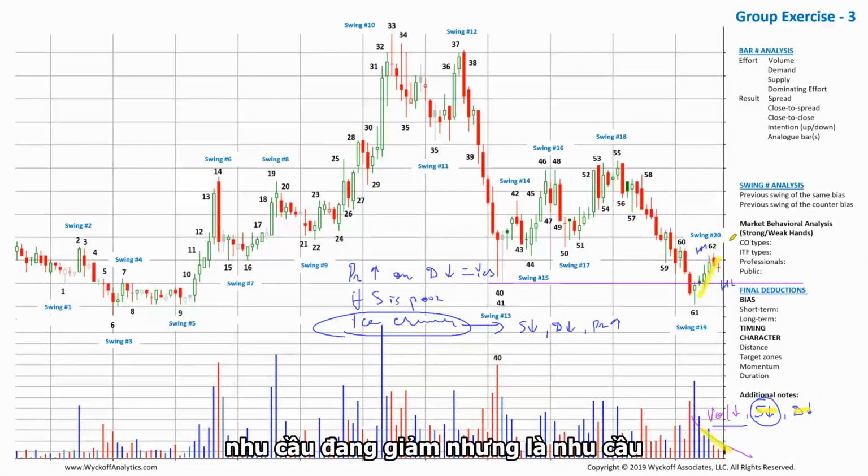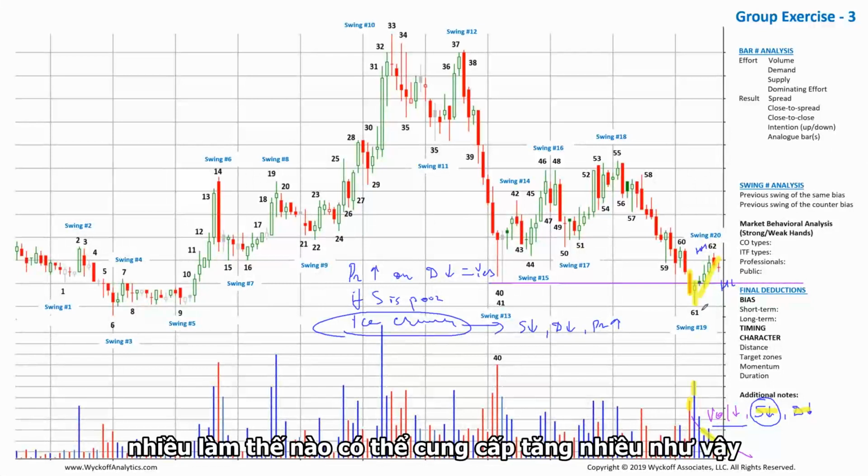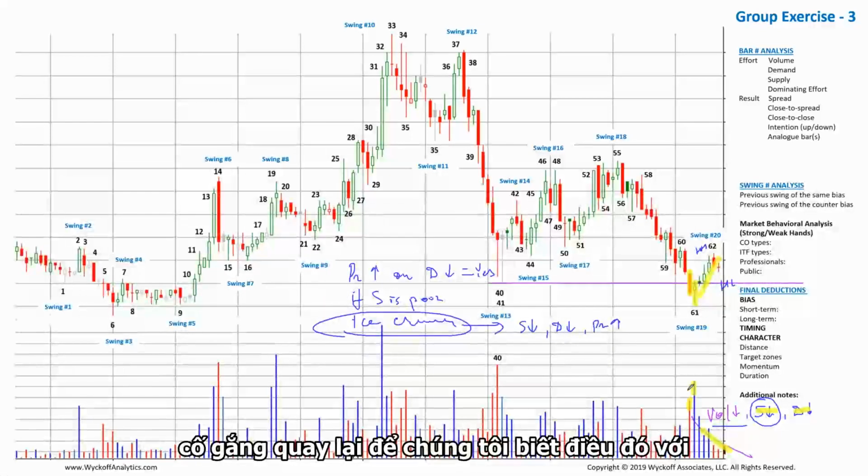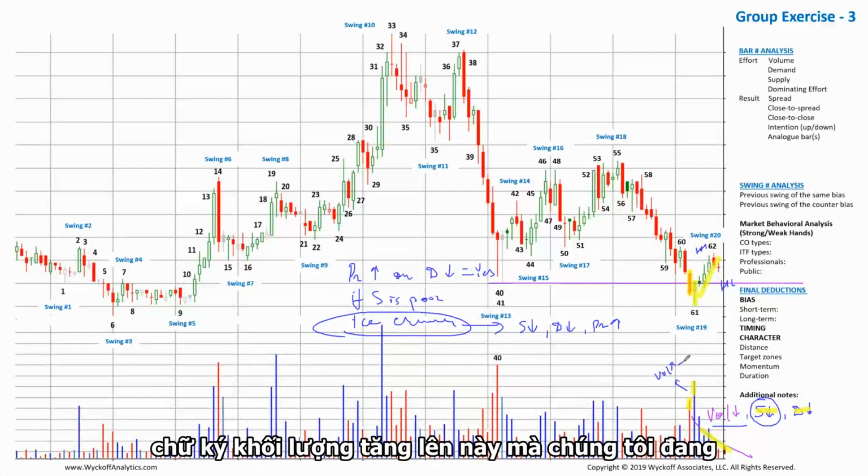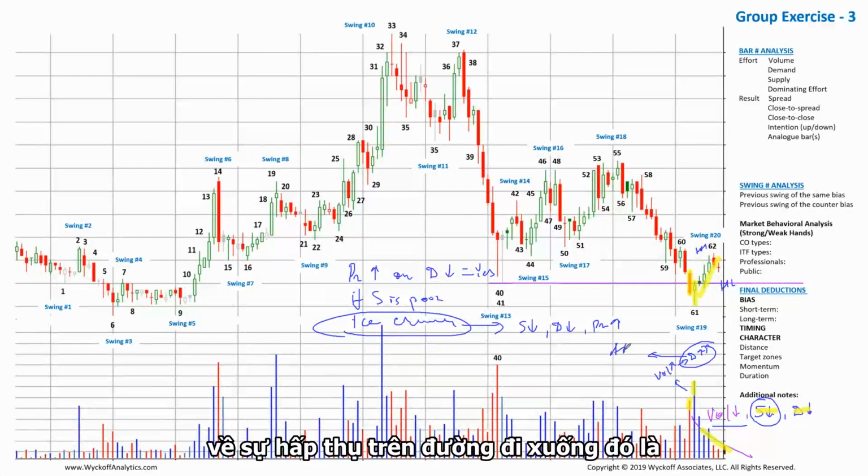But the one that precedes it, and we didn't go through this a lot, was bar number 61 and the bar before that. On these two bars, we see that the volume has emerged, and it's only temporarily that the price went down. So the question here is, how could the volume signature increase so much? How could supply increase so much? And yet only one temporary commitment to the downside, and then the next bar, it tries to come back. So with this increased volume signature, we're probably thinking about an increase of the demand. So we're thinking about absorption on the way down that is happening.